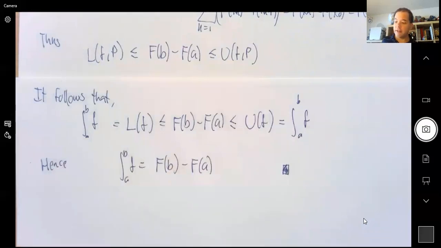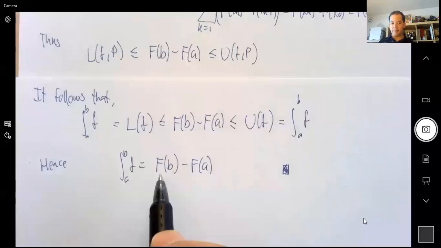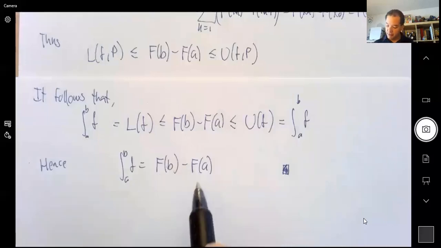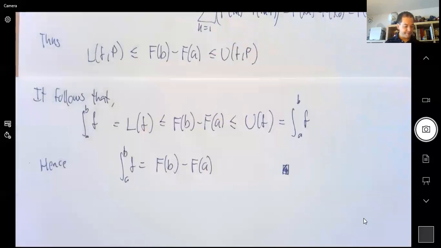If you want to do the integral of little f, if you know little f is the derivative of capital F, then you can do capital F of b minus capital F of a and be done with it. All right? Questions so far before I move on to the second part? Okay, let's move to the second part.